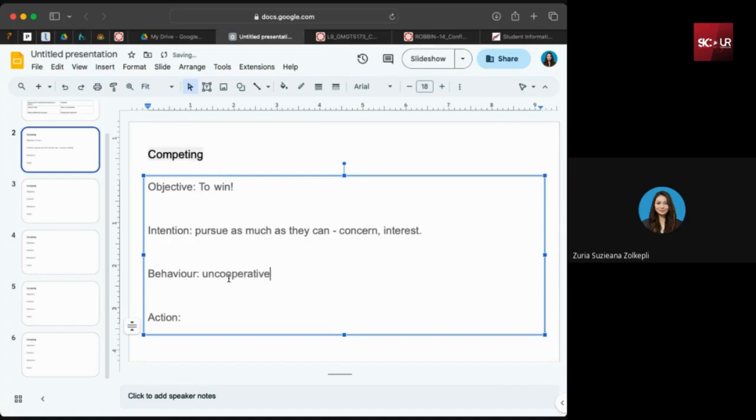You will not be cooperative because you want to make sure that your interest is being taken care of. Right? You don't care about how to resolve the conflict or how to reach an agreement. So you will not become cooperative, and then you will become very assertive, aggressive, and then you try to pursue as much as they want. So in terms of action, when you want to win, you will do almost everything, right?